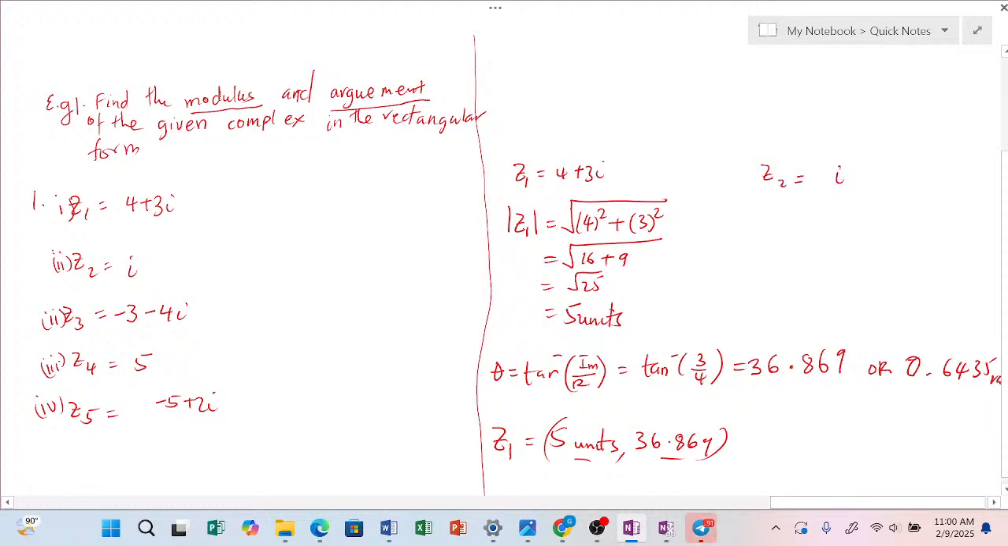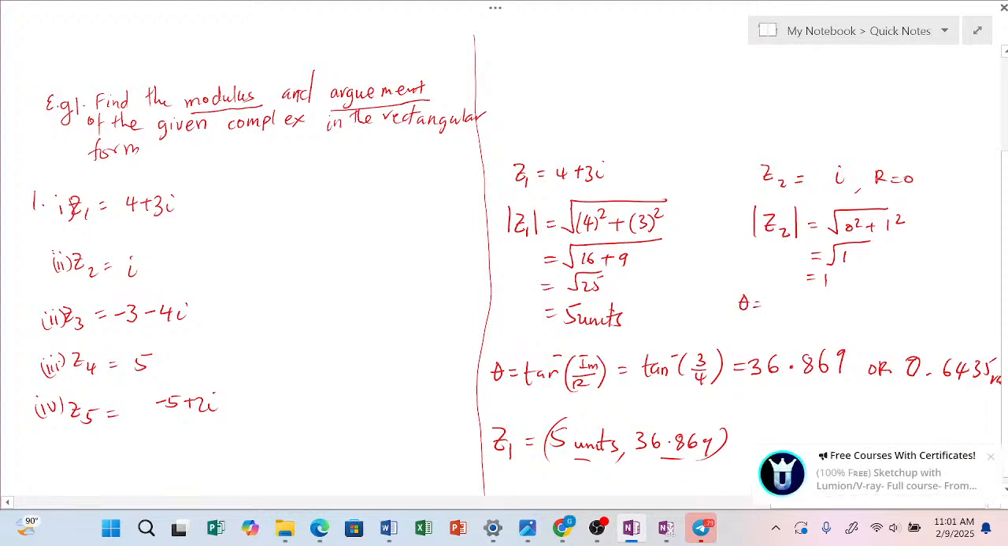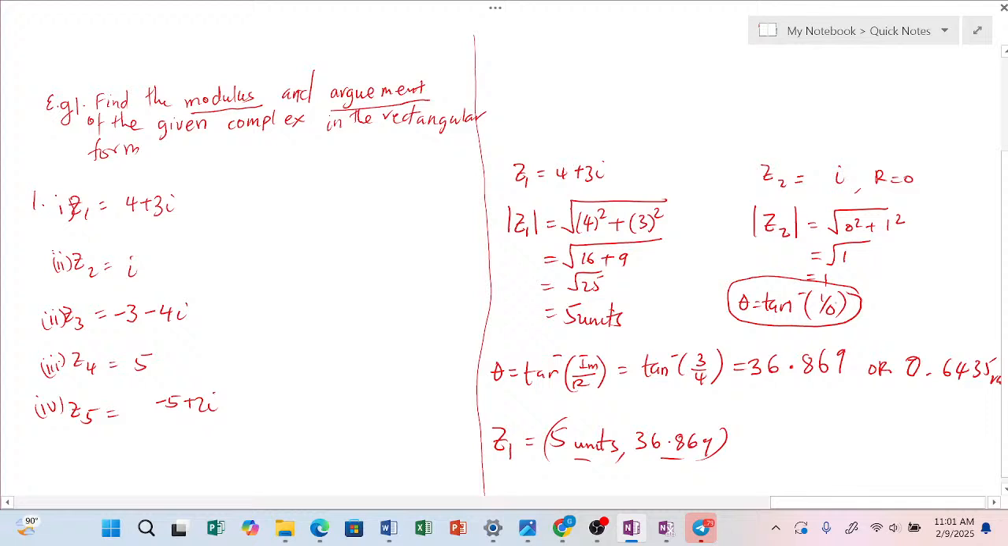The next one, Z2, is what? i, right? So it means that the real part is 0, right? So the magnitude of Z2 is going to be square root of 0 squared plus 1 squared. That is going to give us square root of 1, and that is 1, right? Now, the argument, tan inverse of 1 over 0, which I told you will give you a mathematics error, or math error.